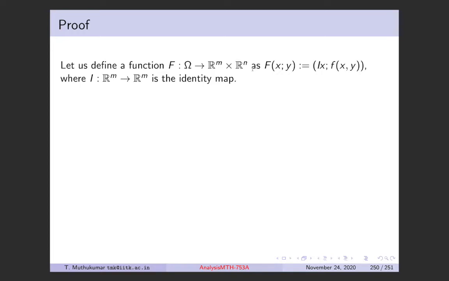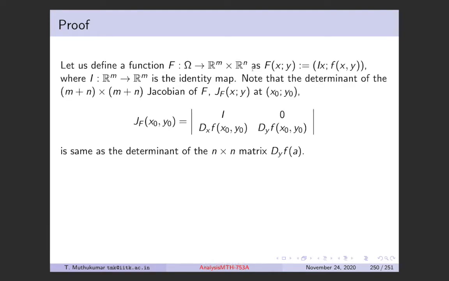So define capital F like that. Now, if you write down the Jacobian of this capital F, which will be an m plus n cross m plus n matrix, which will be this, right? This is the first m elements. Then this is the next. So this is the first m rows.